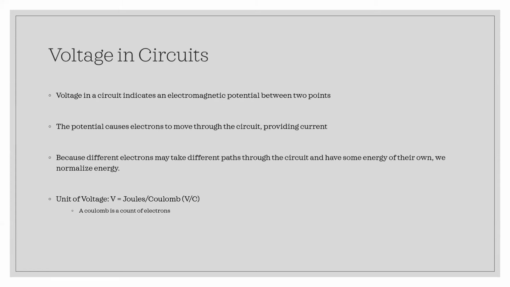So what this really means is that when we say a volt of energy in our circuit, we mean that we have 1 joule distributed over 1 coulomb worth of electrons.